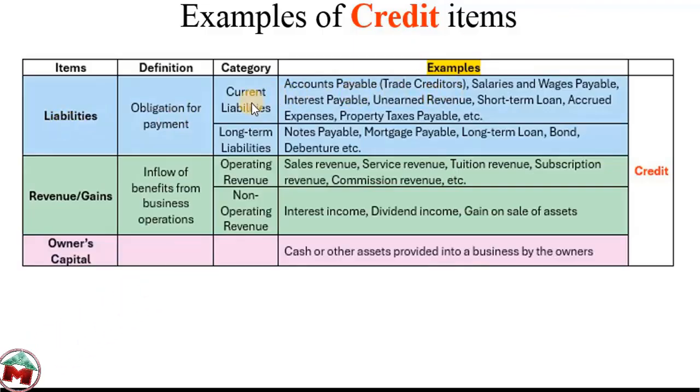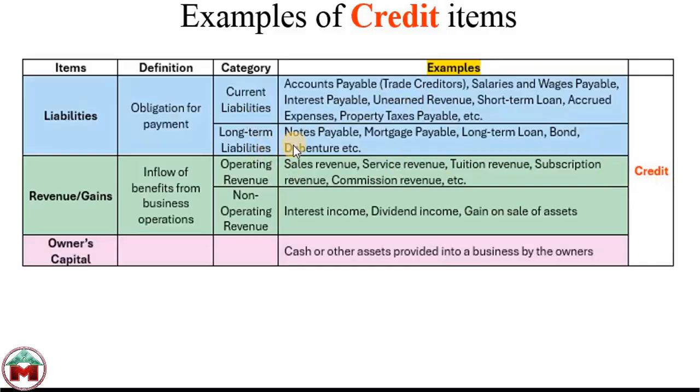As you can see, examples of current liabilities: accounts payable, salaries and wages payable, interest payable, unearned revenue, short-term loan, accrued expense, property tax payable. So these are some examples of current liabilities. I mean, these are the liabilities that should be paid within 1 year. Whatever with the liabilities are credit items.